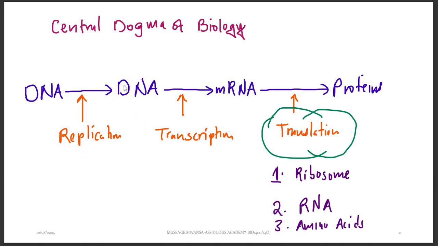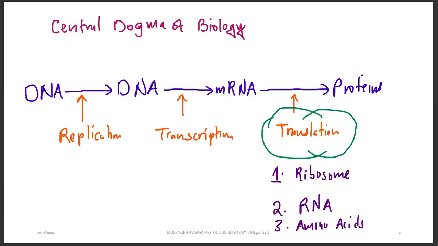When we get DNA, we convert it into mRNA. That is known as transcription. When you get mRNA, you convert to proteins. That's known as translation. We already discussed replication, transcription, and translation, but just an overview of translation so that we understand about the genetic code.